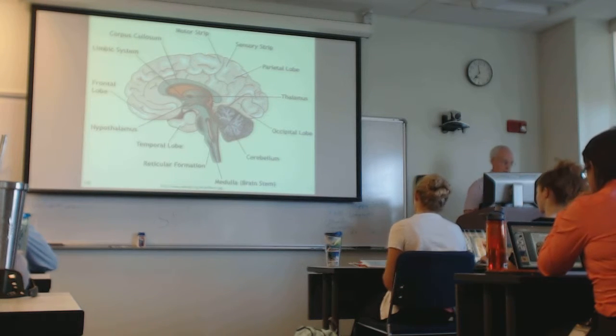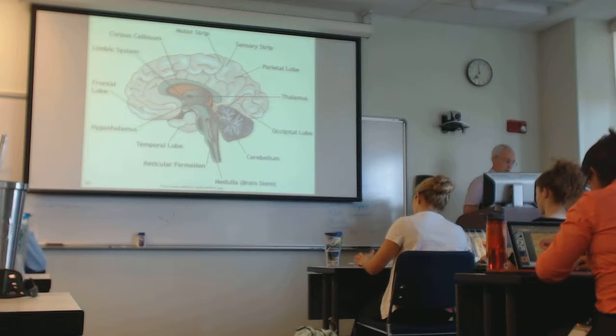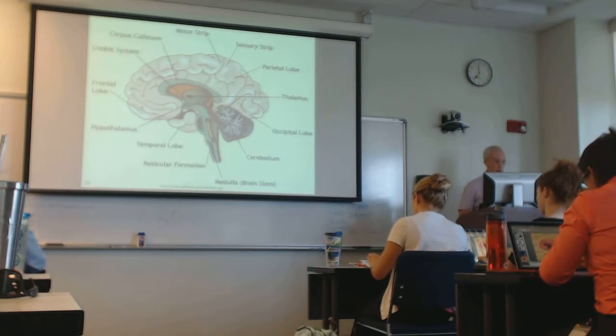As you look at a sagittal section like this, at this point now, you should be able to identify all of the structures you see here. You should be able to identify the structures of the brainstem. You should be able to identify the thalamus, the hypothalamus, cerebellum back here. We'll talk about the regions of the cortex afterward.